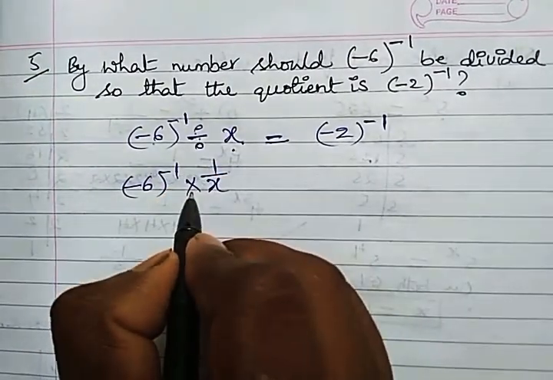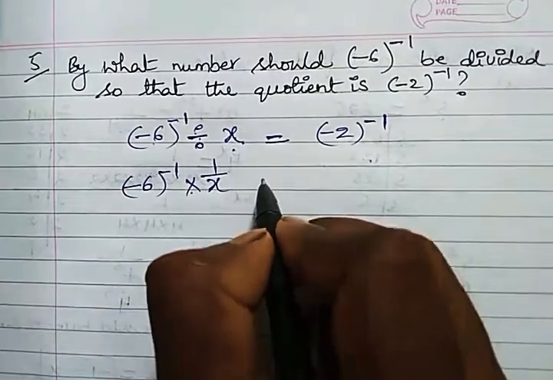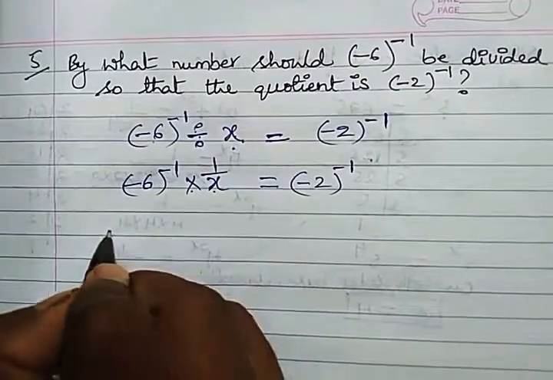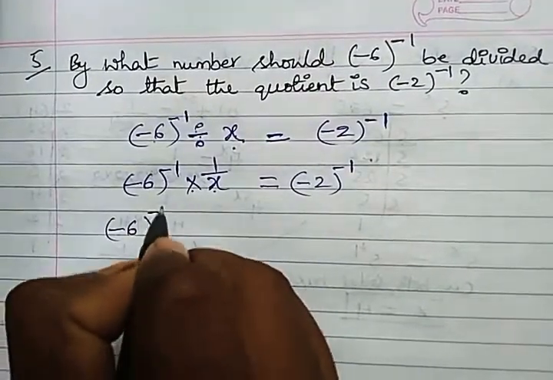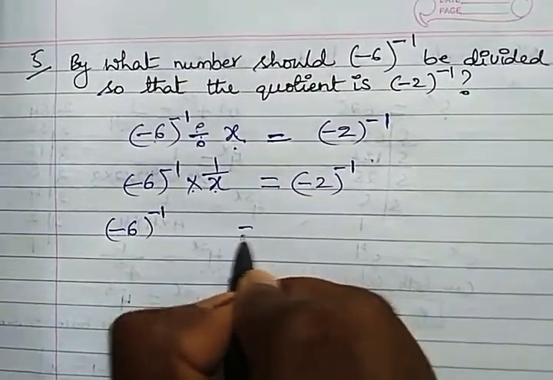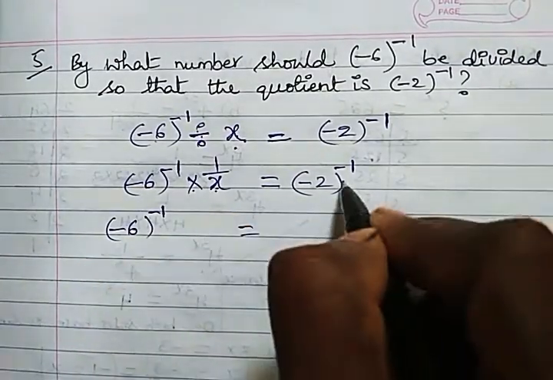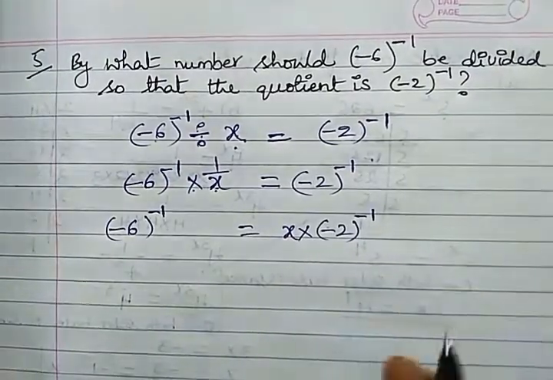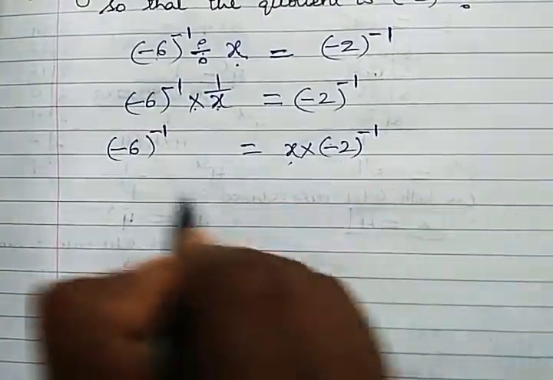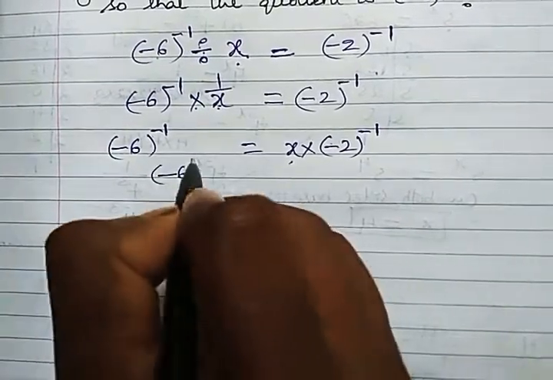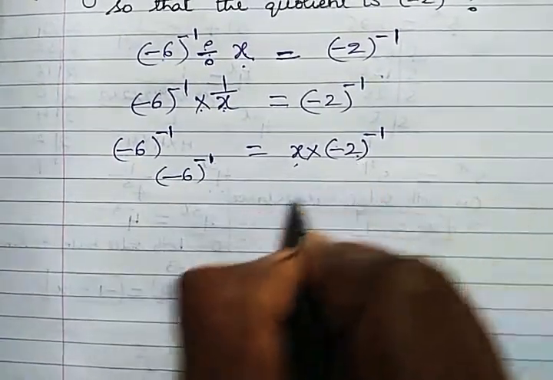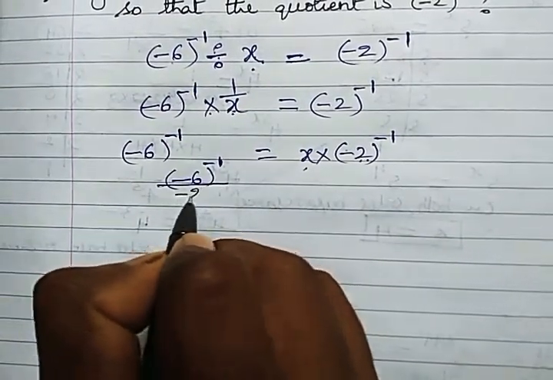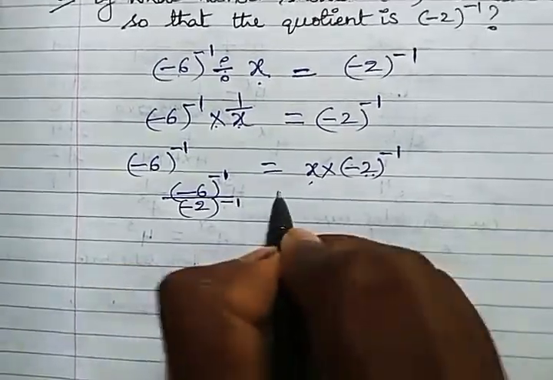The division becomes multiplication and this goes to the denominator, is equal to minus 2 power minus 1. हमें x value चाहिए, so leave minus 6 whole power minus 1 here only, and this is in the denominator. When it goes to the other side, it comes to the numerator, minus 2 power minus 1. Now we need only x value, bring it to the other side, minus 6 power minus 1, it's in the denominator, sorry, in the product form. So when it comes to the other side, minus 2 power minus 1 is equal to x.